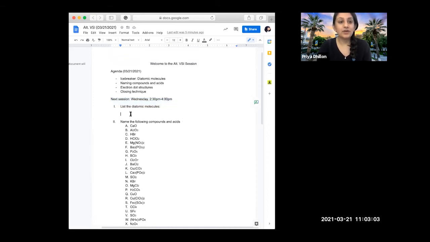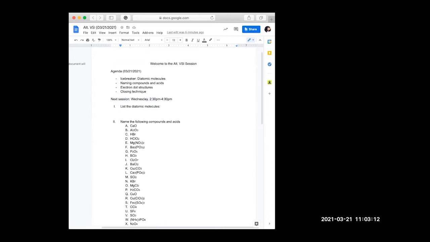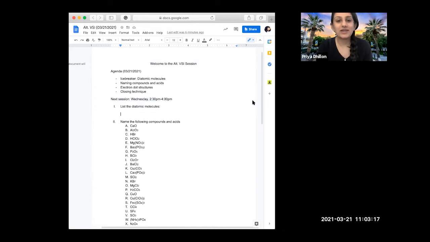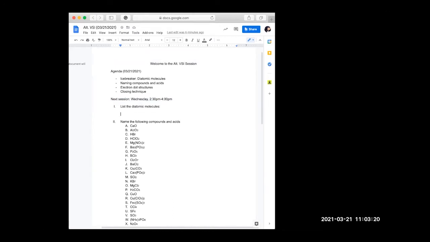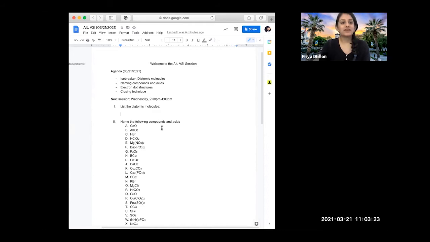And then what we're going to do right now is diatomic molecules. I want you guys to remember how they look. I'm going to mute everybody so I can't hear any extra sounds. So for the first one, let's remember which diatomic molecules there are. There are 7 of them. If you remember them, please list them here, and then we'll go from there.